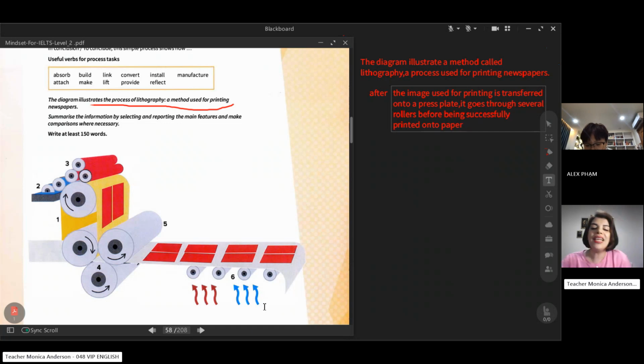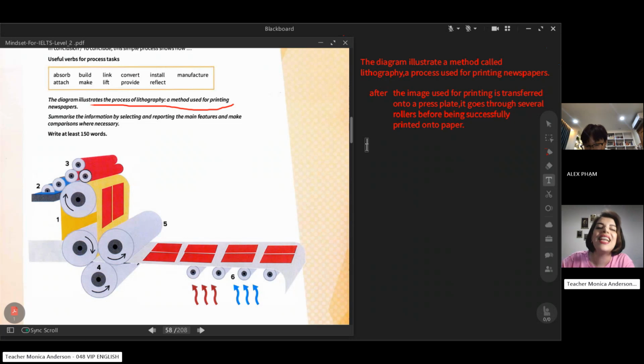So this is something like my overview. I totally explain what is going on here, what is happening. First of all, we need an image that is used for printing. If there is no image, of course, we can't print. So the image used for printing is transferred onto a press plate and it goes through 1, 2, 3, 4, several rollers before being successfully printed onto paper.